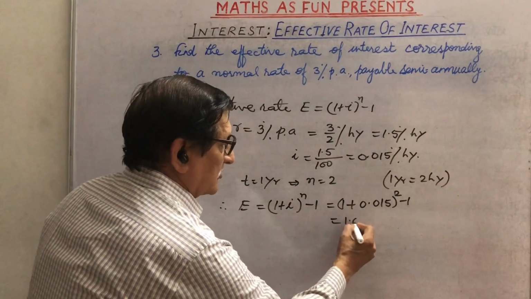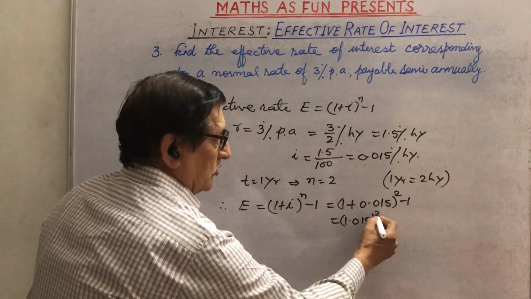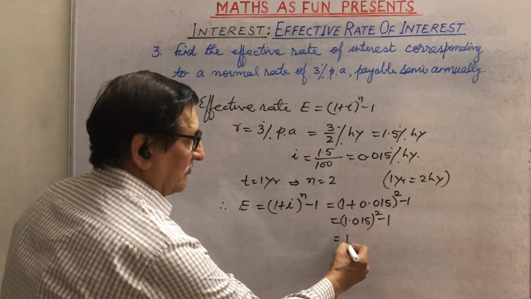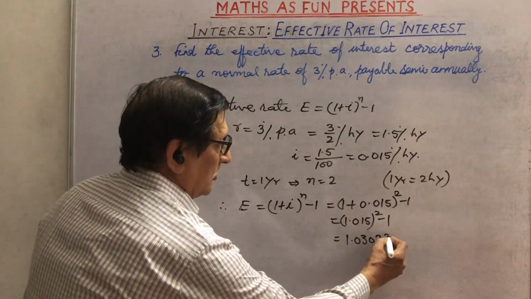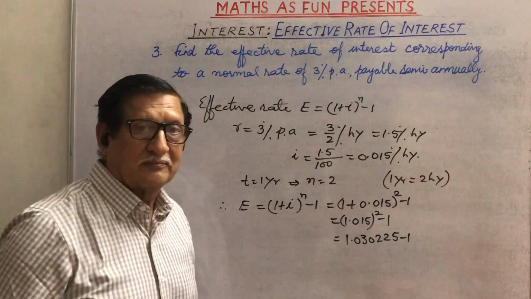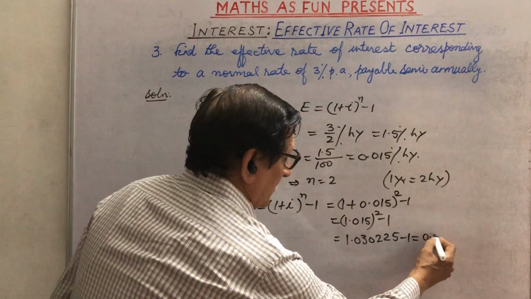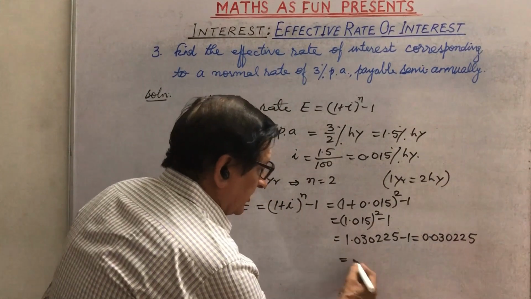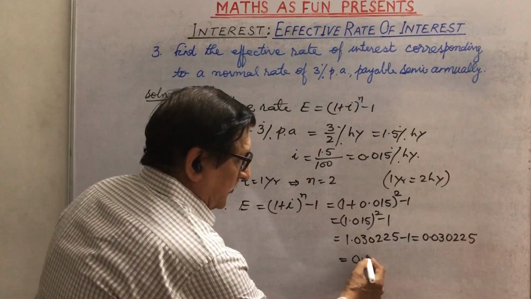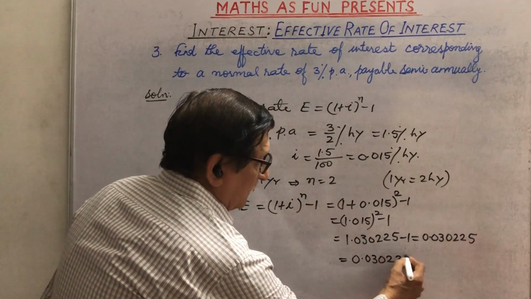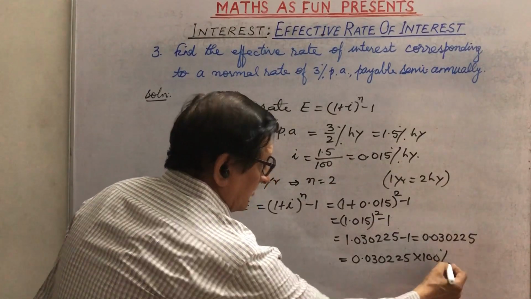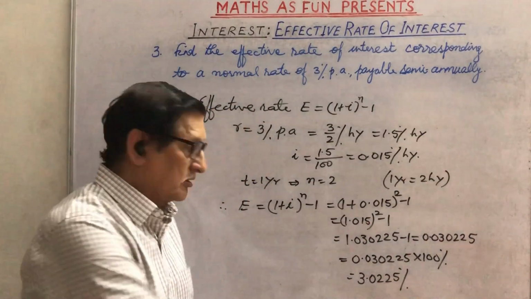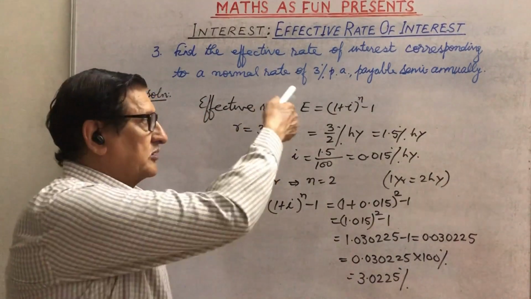Is it 1.015 whole square minus 1? And we know the square of 1.015 will be 1.030225, minus 1. It comes as 0.030225. So we can write it in percentage, that is 0.030225 into 100, which is 3.0225%. This is the effective rate of interest for this particular problem.